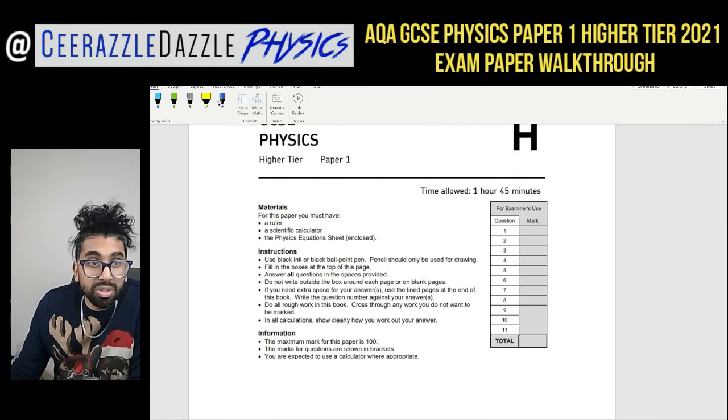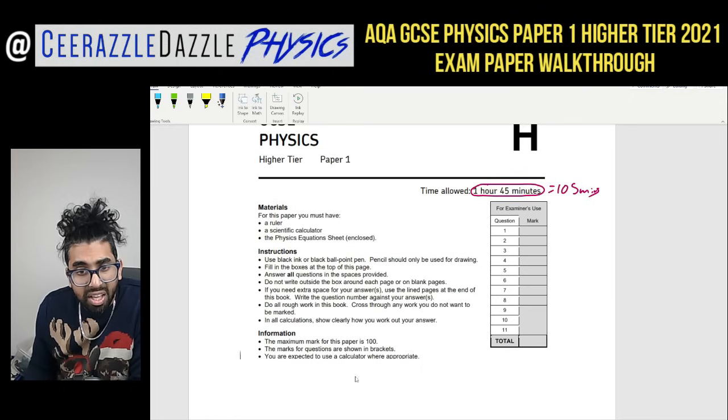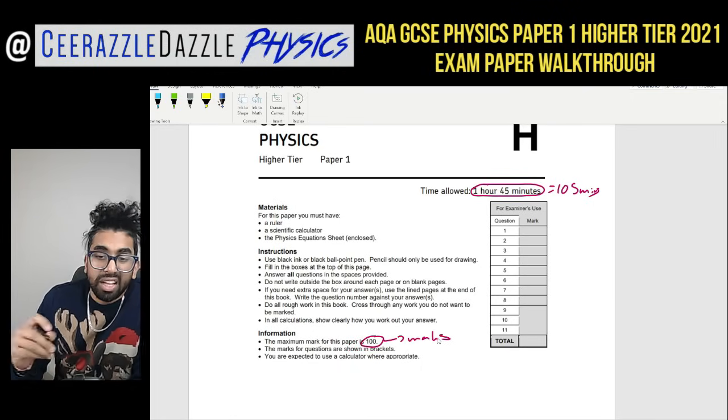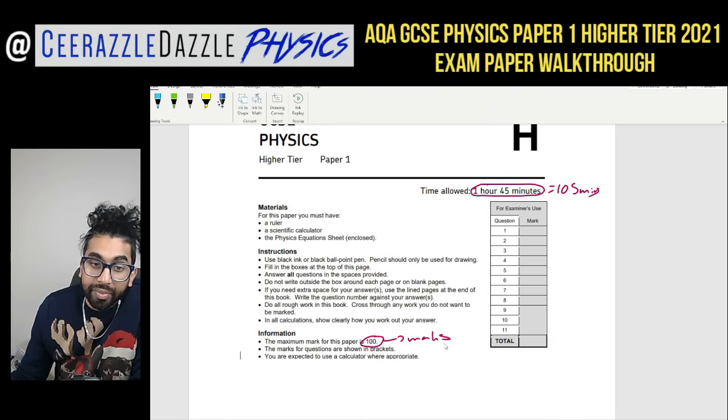Before we start, the first thing I'd like to talk about is timings. We have 1 hour and 45 minutes, that equates to 105 minutes, and there are 100 marks available. Just keep that in your mind, that is roughly a minute a mark to be able to do this paper. So let's start. I'll crack on with question 1.